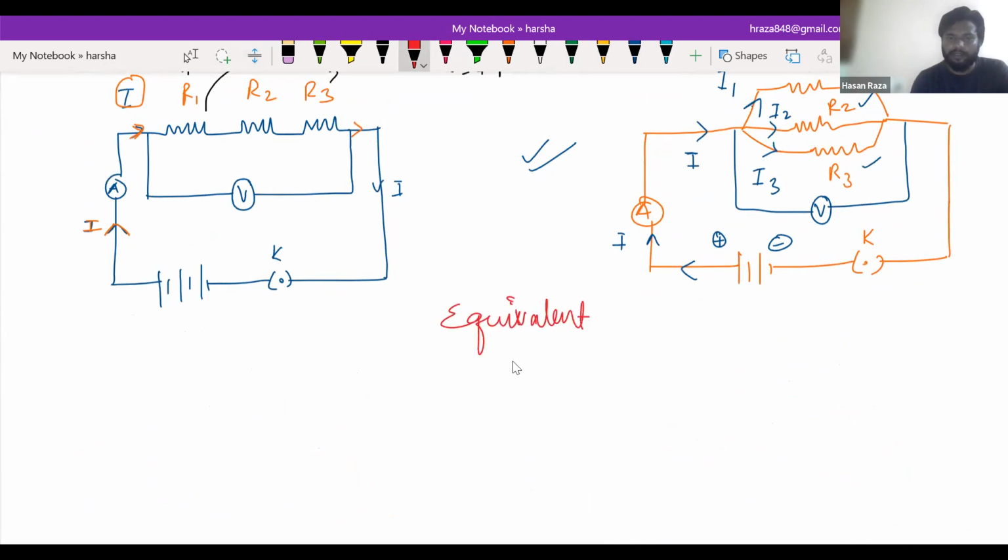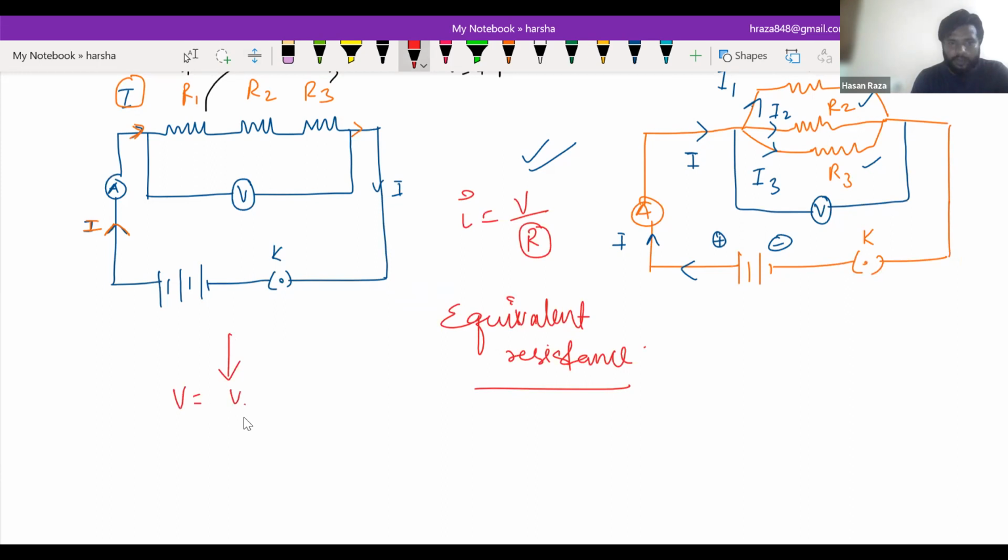Equivalent resistance. This is very important. If you are asked what is the total current, then current I is equal to V upon R, and here R should be the equivalent resistance. That means the total resistance in the circuit. So how to calculate series resistance?